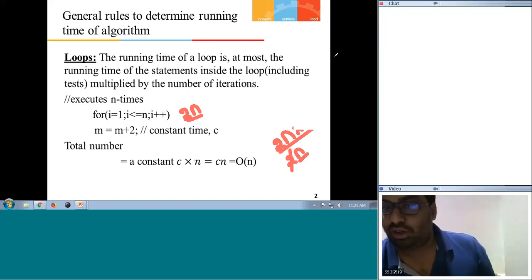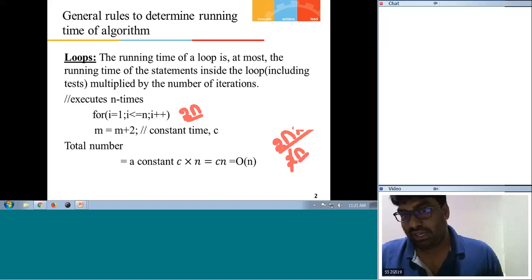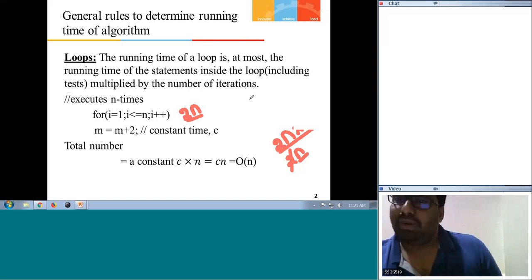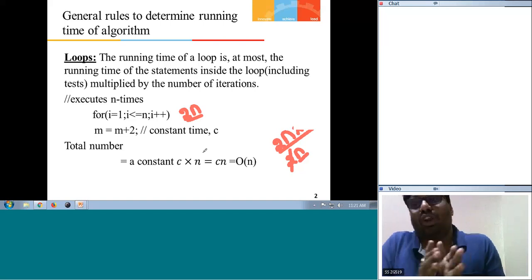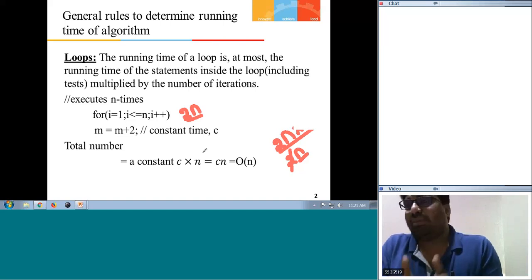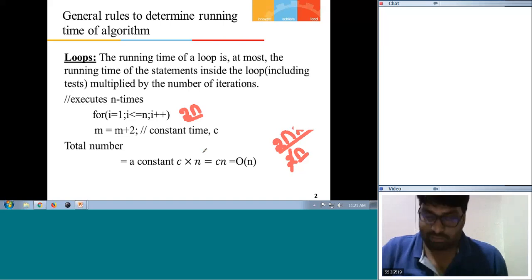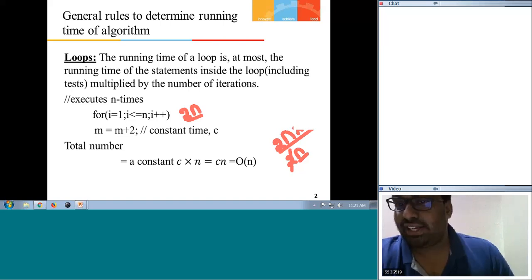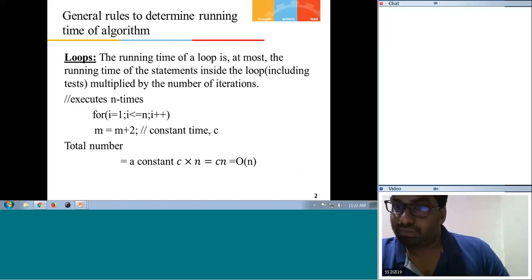Got it? So let me go to the next rule, that is when I am having nested loops. So this is clear how we handle loops. Loops are not sequence programs. Loops are a program within the program. That's why they don't act like sequential statements.